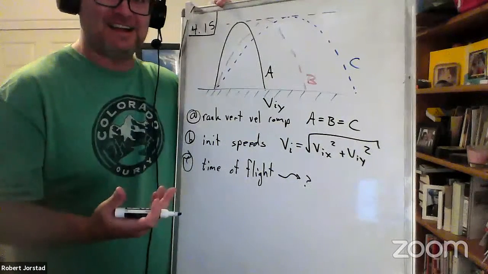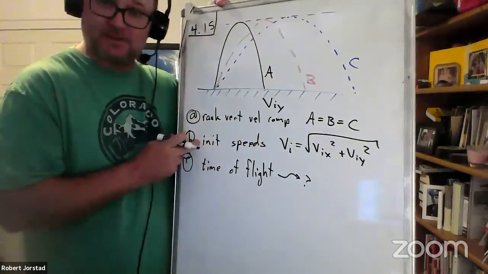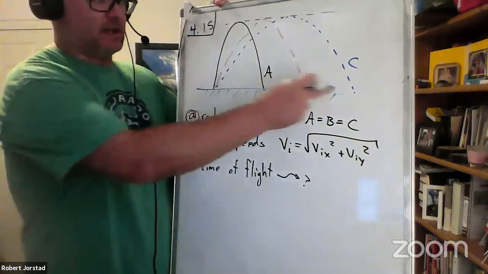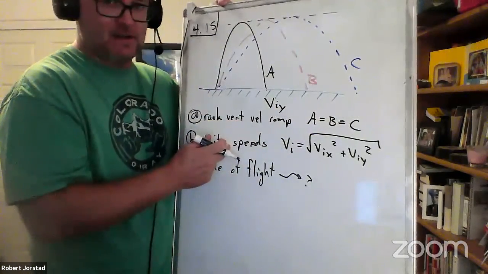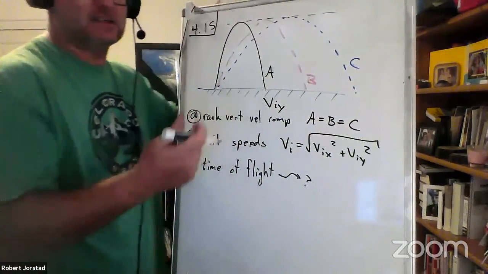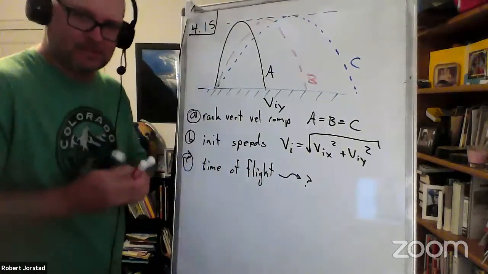A, because they both hit the same max height, so they have to have the same time of flight. Exactly. And that makes sense. Well, this one covers a lot more distance. Yeah, but it's moving faster, just not any faster in the Y. So that's kind of a fun warm up to get us thinking today.